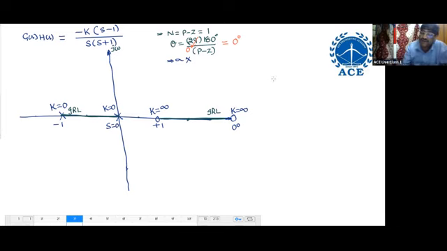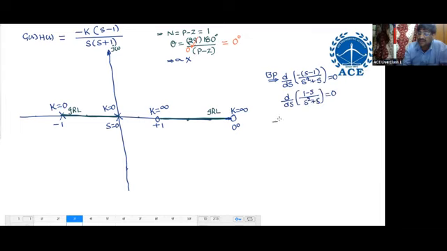Next, the break point is required. So how to find the break point? Simply dK by ds, equal to 0. After finding the break point, if it lies on the root locus, it is valid for direct root locus. If it lies on the inverse root locus, it is valid for inverse root locus. That's all. So come on, what is the answer? Minus of (s minus 1) by (s square plus s), now equal to 0. So d by ds of (1 minus s) by (s square plus s) equal to 0.